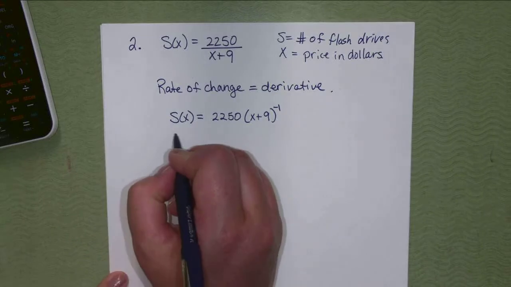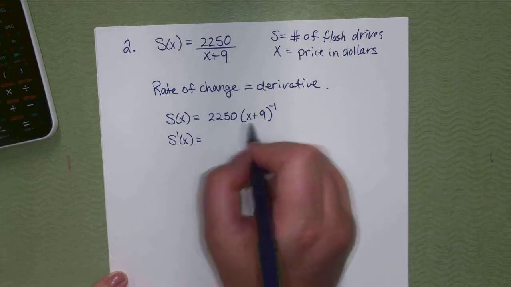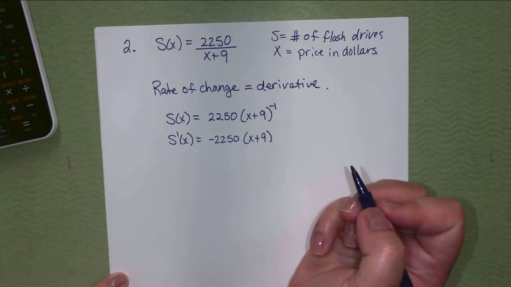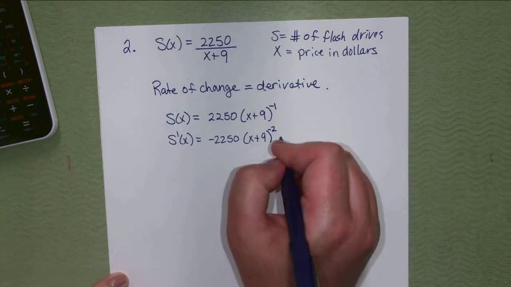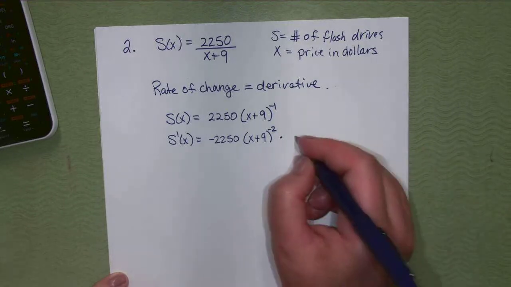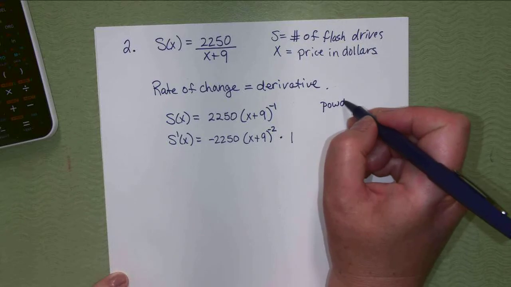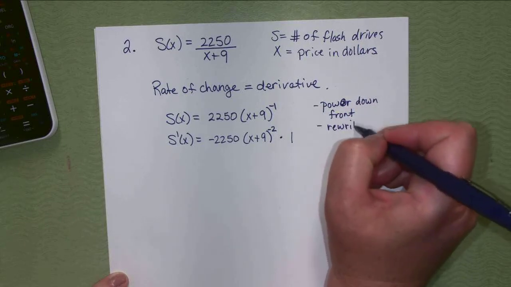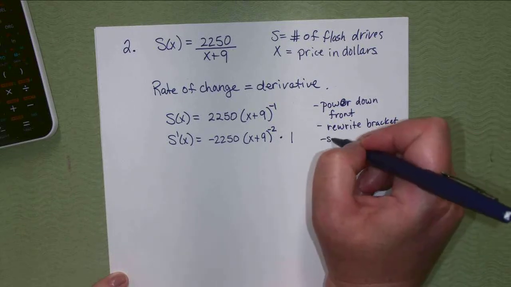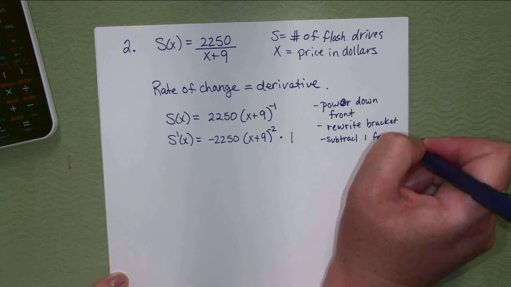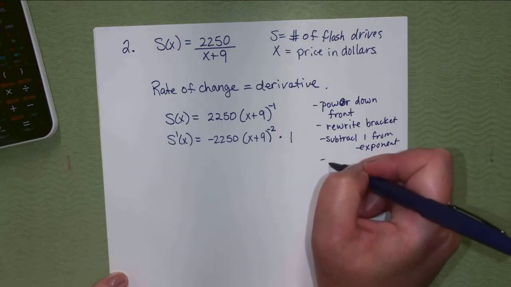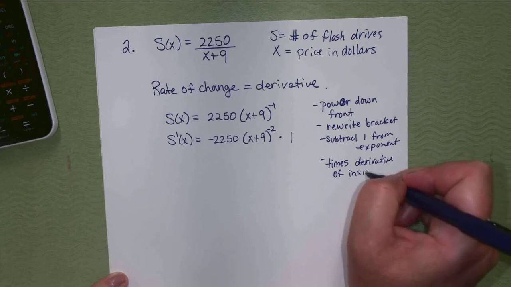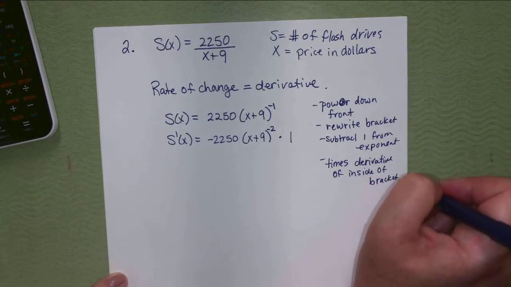And then this is the chain rule. So the derivative. A bracket to a power: you bring the negative down front, rewrite the bracket, subtract 1 from the exponent, times derivative of the inside of the bracket. Power down front, rewrite the bracket, subtract 1 from the exponent, times derivative of the inside of the bracket. So anytime you've got a bracket to a power, that's what you would do.